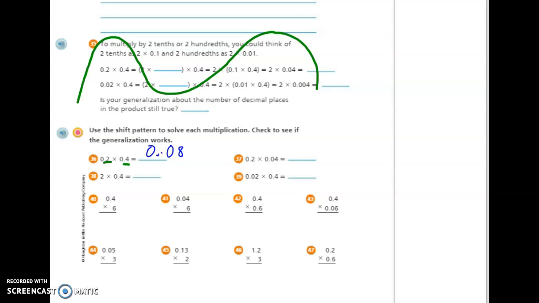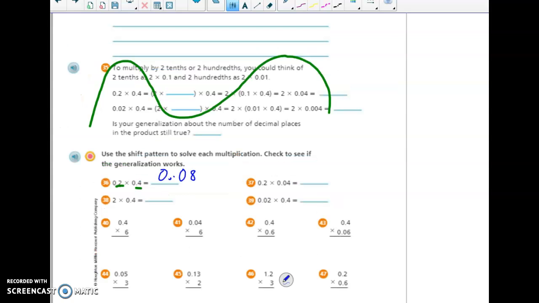Go ahead and copy that down. Let's try number 37. So if you think about 2/10 times 4/100, what would be 1/10 of 1/100th? It would be 1/1000th. So we know our answer is going to be in the thousandths place. 2 times 4 is 8, so we know our answer is going to be 8 thousandths. Okay, 1 decimal place, 2 decimal places, 1 plus 2 is 3.